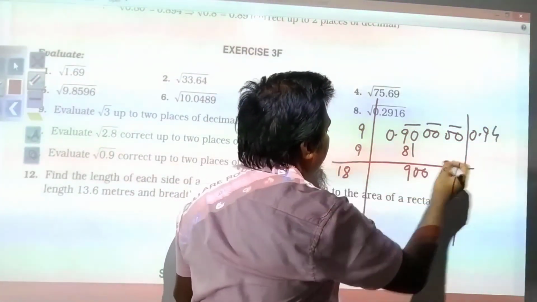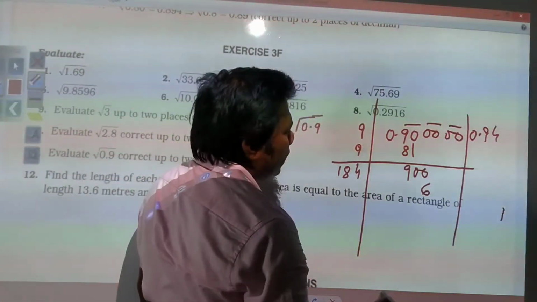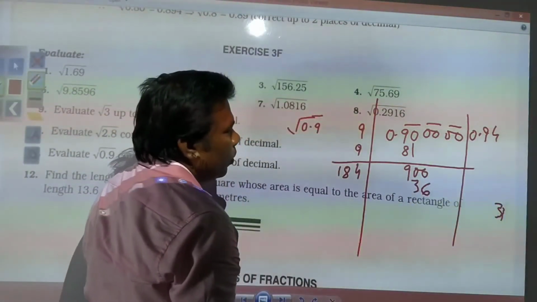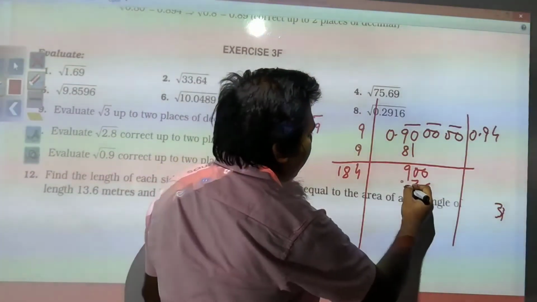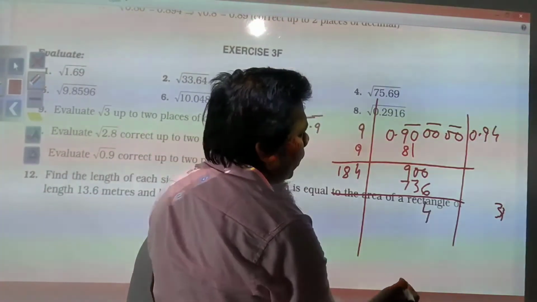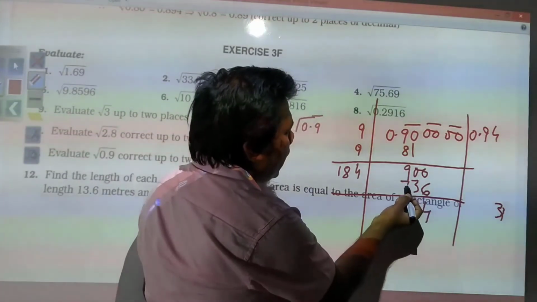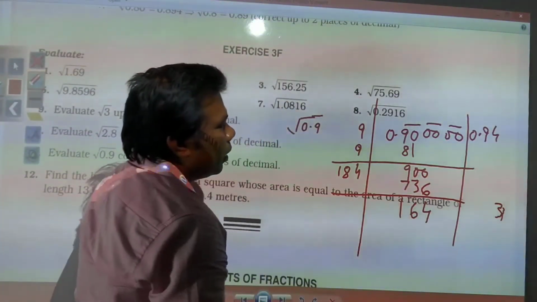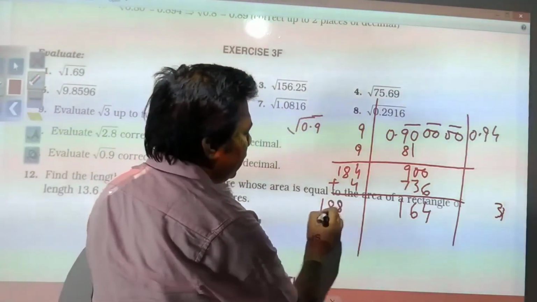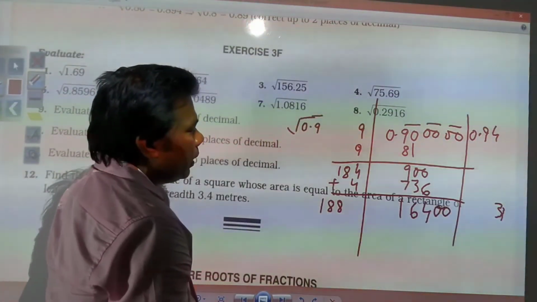4 times you try. 4 4s are 16, 4 8s are 32 and 1 is 33, 4 1s are 4 and 3 is 7. You subtract this, 10 minus 6, 4 you have got, and 9 minus 3 is equal to 6, and 8 minus 7 is equal to 1. 4 will be taken down over here, you will get 1 8 8. Next pair you have 0 0. Now you see how many times it will go.